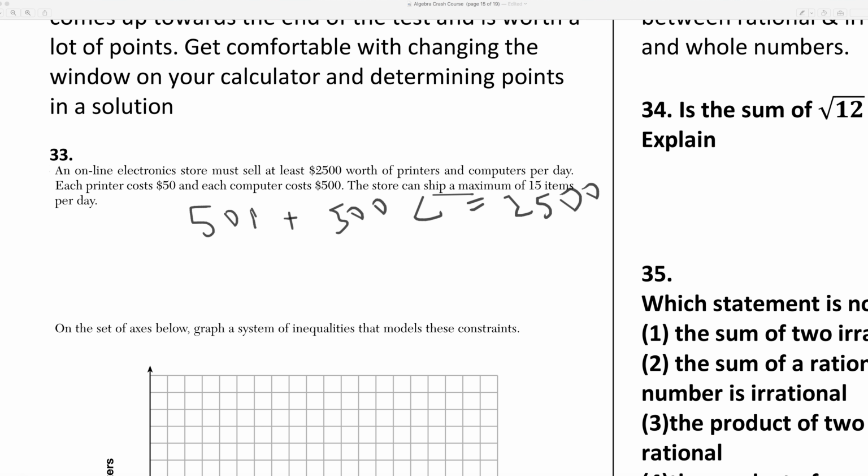Oh, it says must sell at least. So it's got to be greater than or equal to. It's got to be at least that. And then he could sell printers plus computers as long as it's less than or equal to 15. And then you would graph both of them. You would look and see where they intersect, and that would work, okay?